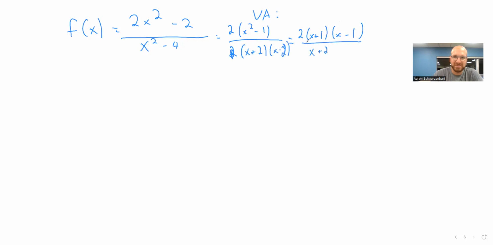Which these do not cancel out. So my vertical asymptotes are x equals 2 and negative 2. I do not have any holes. My end behavior asymptote, I'll take that. That's probably the other thing I really need before looking at the graph. And that's 2x squared over x squared, which is going to be 2.